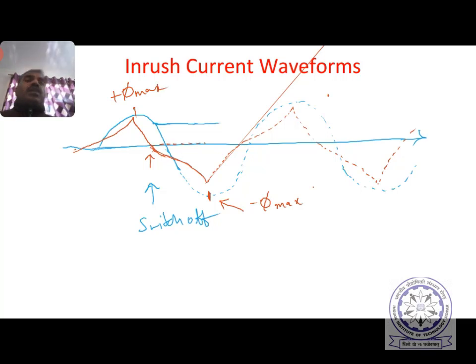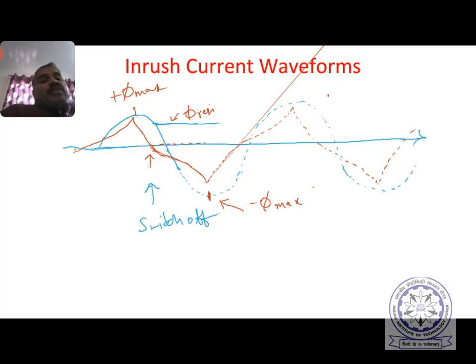So I switched it off at a current 0. Then the actual flux is continuing along this, right? Now suddenly I switched it on at phi equal to minus phi max. It means now it is not minus phi max, it is this phi residual. So this is the value actually. So at this instant I switched it on again.